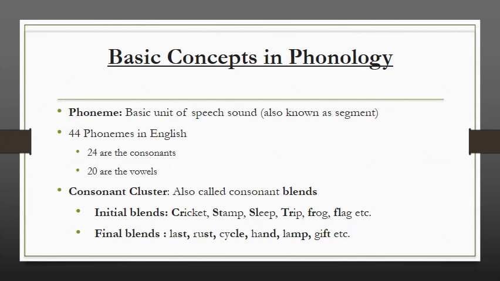Same is the case with the final blends. The difference is that these blends appear at the ending position of the word. So these blends like last, rust, cycle, hand, lamp, gift, etc. In these examples, the blend or the consonant cluster appears at the final or the ending position of the word. So these are the final blends.